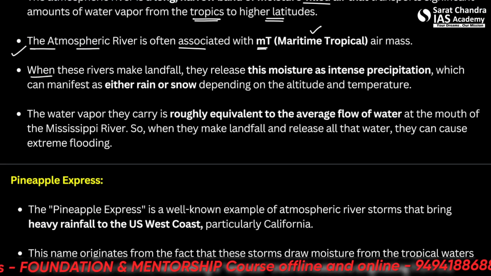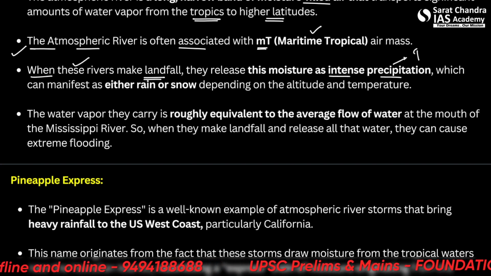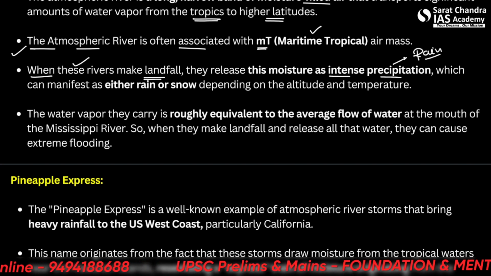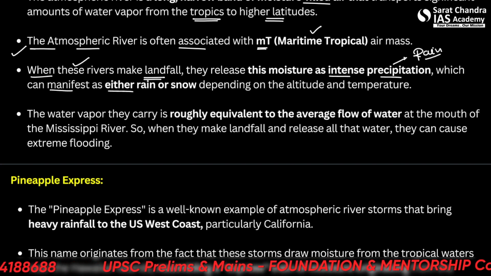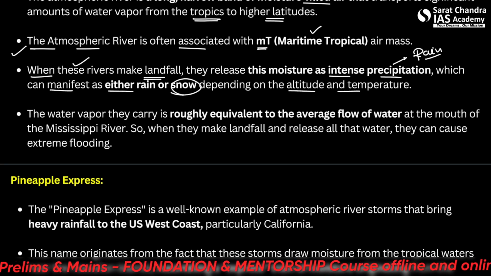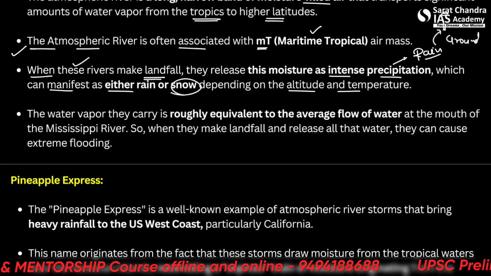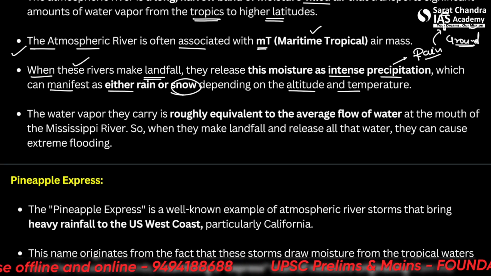Now, when these atmospheric rivers make landfall, they release this moisture as intense precipitation. That basically means rain, which can manifest as either rain or snow depending on the altitude and temperature. Precipitation means the falling of water from the sky to the ground.